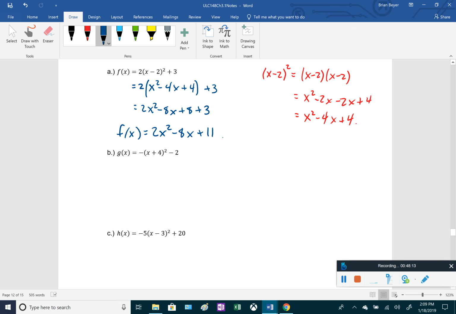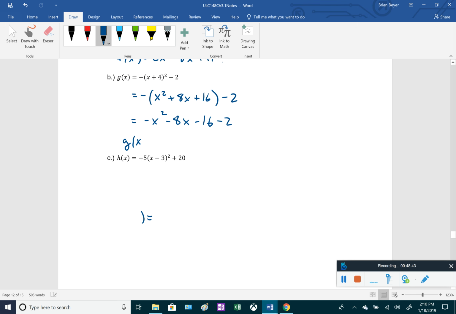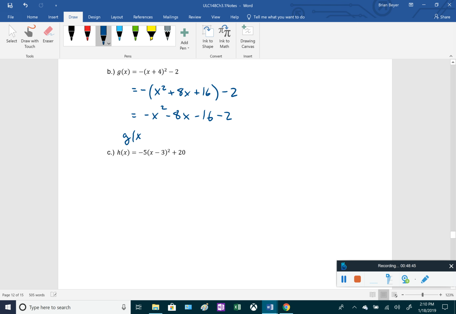Okay, for the next one, we have g of x is negative (x plus 4) squared minus 2. So I'm going to do this one kind of in my head here. x plus 4 all squared is going to be x squared plus 8x plus 16 after we FOILed it out. Distribute the negative, we get negative x squared minus 8x minus 16 minus 2. Combine like terms, we get g of x in general form is going to be negative x squared minus 8x minus 18.